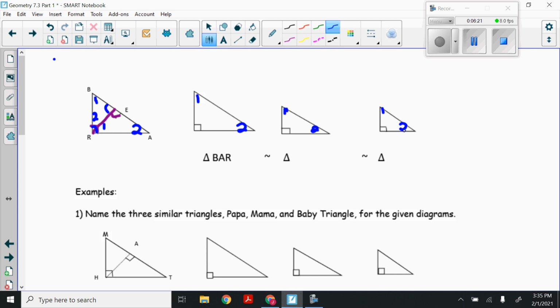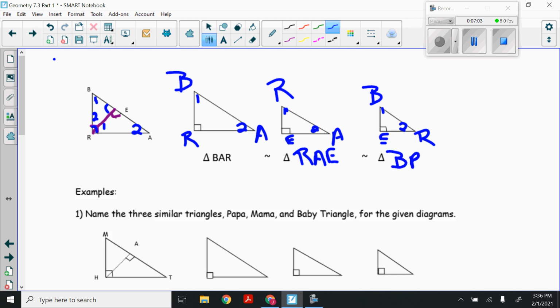So our great big Papa Bear is the B, R, and A. Now my two 90s, my Mama Bear and my Baby Bear, they're both going to have the same 90 as E's. Okay? So the Mama Bear, angle 1 is R, so R is at the top. Angle 2 is A. My Baby Bear, angle 1 is my B, and angle 2 is my R. So now we're just going to finish the similarity statement. They started it. Triangle BAR is similar. We have to go the same order. Triangle RAE, similar to triangle BRE.